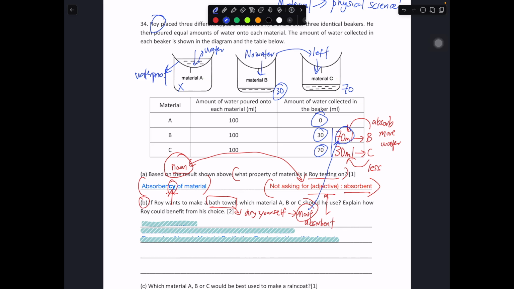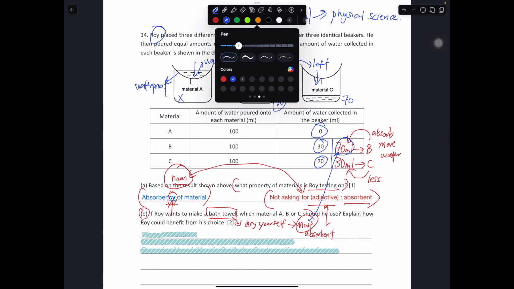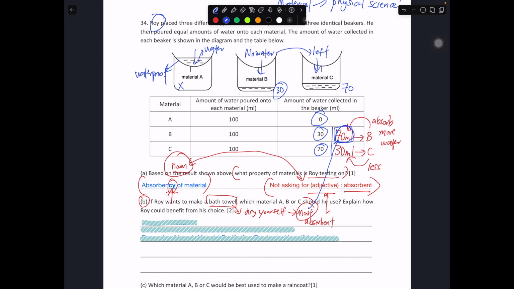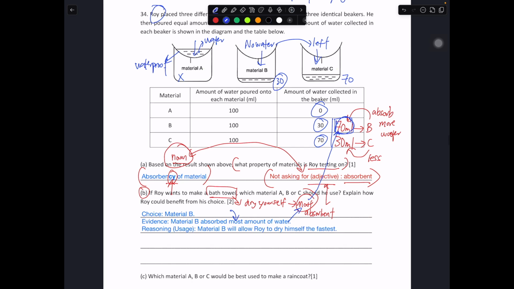Because B, if you look at the experiment and the data presented, 70 ml is inside material B when water passes through it. Only 30 ml falls into the beaker. So B absorbs the most water. So this is how you could answer. Choice B. Evidence: B absorbs the most water, or you can say B is the most absorbent. Up to you how you want to write it. Then the reasoning relates to the usage. So B will allow Roy to dry himself the fastest. In this case, comparative adjective again.